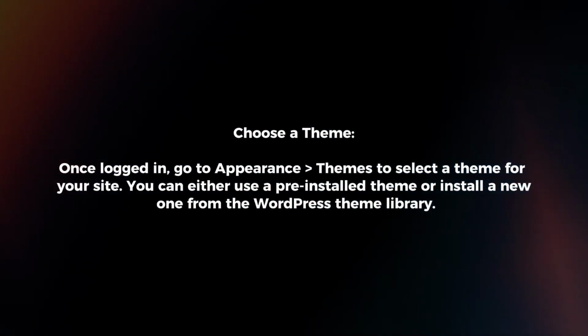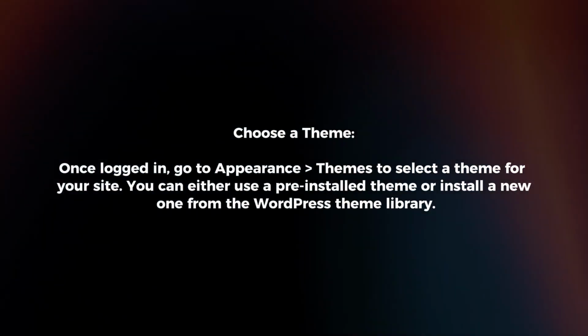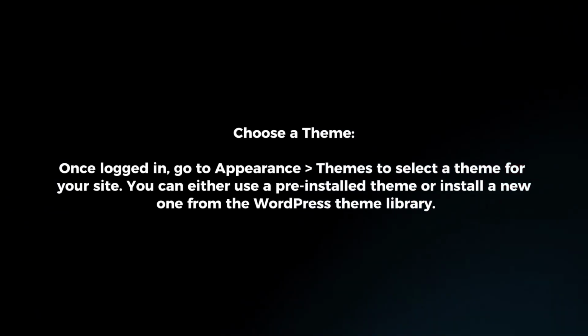Choose a theme. Once logged in, go to Appearance, Themes to select a theme for your site. You can either use a pre-installed theme or install a new one from the WordPress theme library.